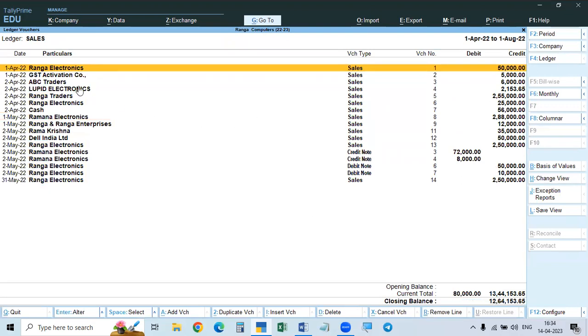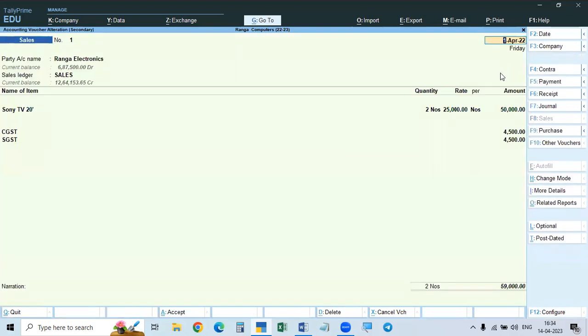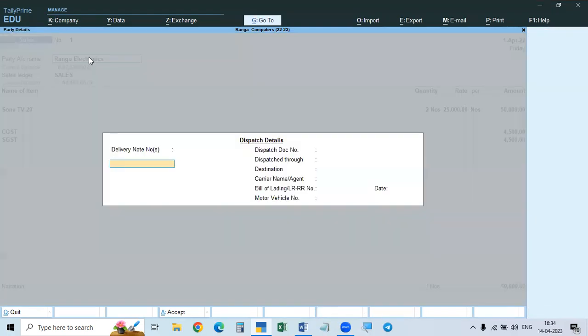Here, for example, see, 1st April, Ranga Electronics. We will take up this. Sony TV here also. Ranga Electronics, invoice number 1, 1st April. Sony TV, 2 numbers. We purchased 2 numbers at 25,000, that is 50,000 rupees. But we offered him, if you pay, here on the Ranga Electronics.